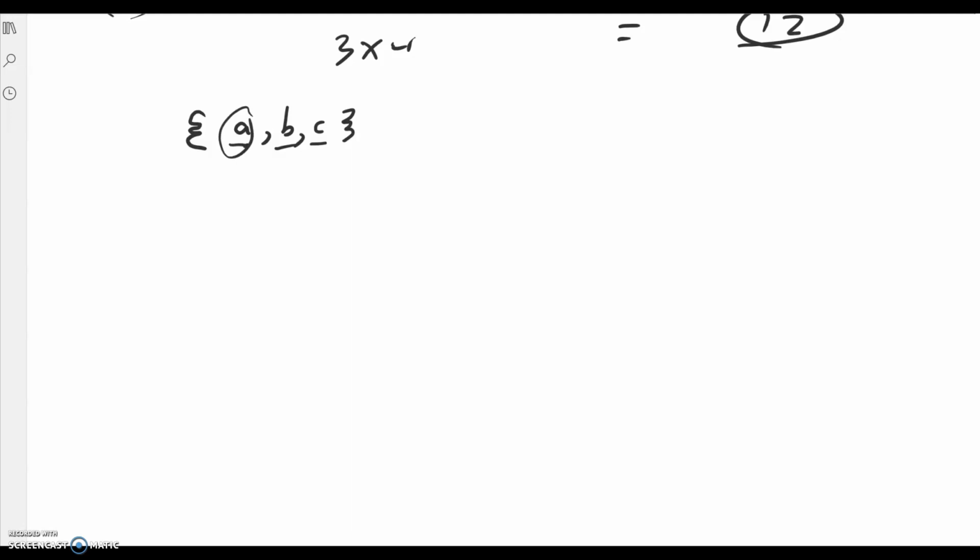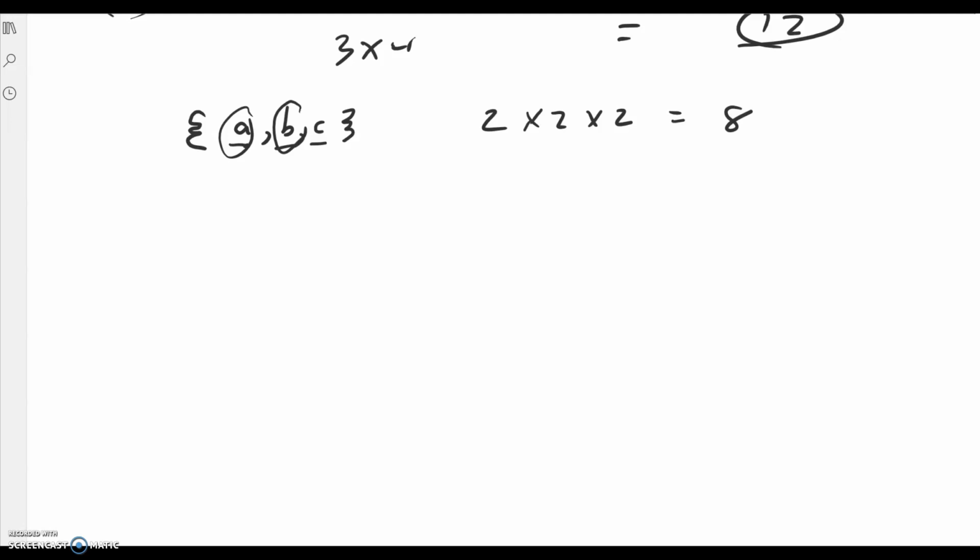For my first yes or no decision, there are 2 things I could choose, either to put A in the subset or not. For my second choice, I have 2 more possibilities, either put B in or not. And for my third choice, I have 2 more possibilities. So the counting principle says there will be 8 subsets.